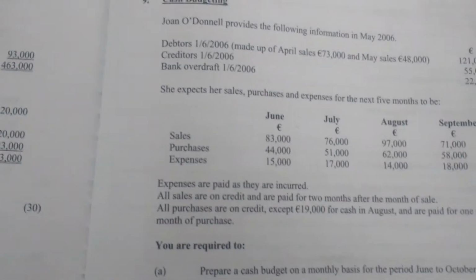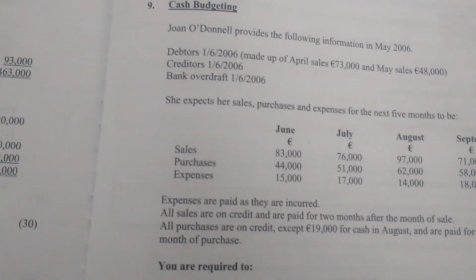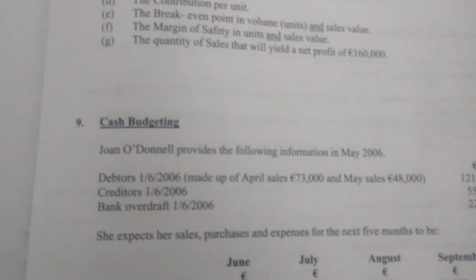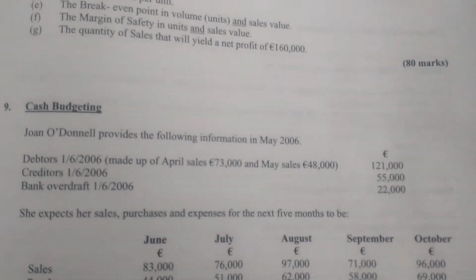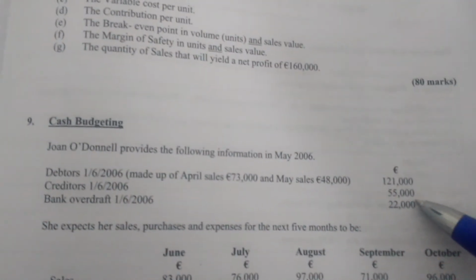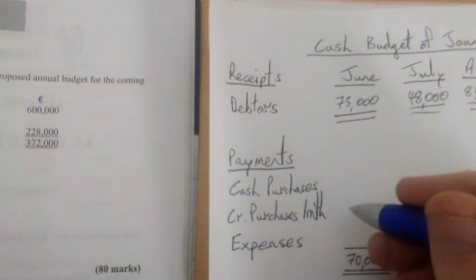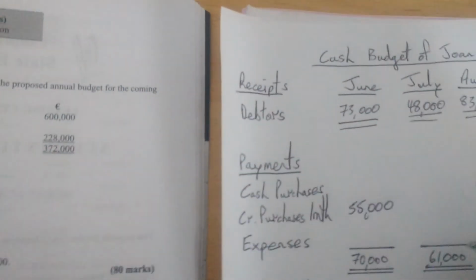Next, the credit purchases. So again, it says all purchases are paid for 1 month later. So it means in June we should be paying for the purchases we did in May. And if we look up here at the top where it says creditors 1st of the 6th, 2006, 55,000 here, that must have been, since creditors are people we owe money to, the purchases in May. So I'm going to put that in here.